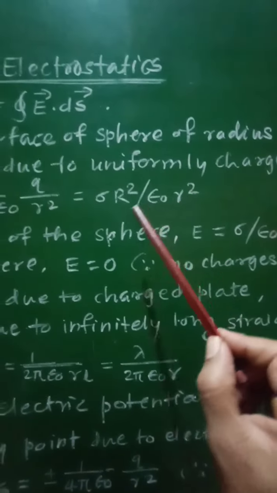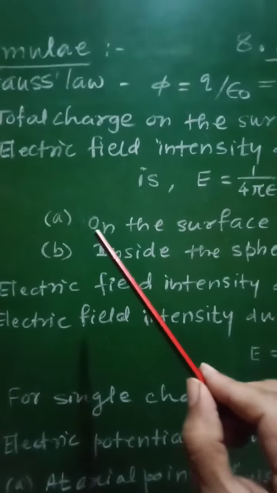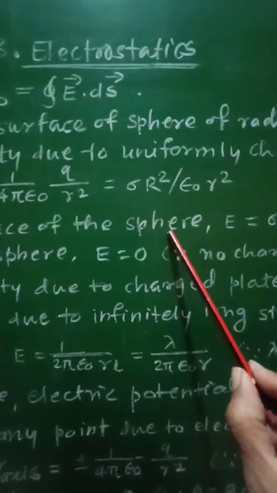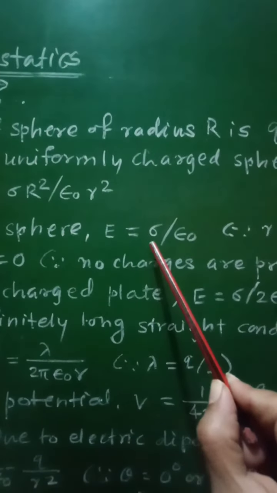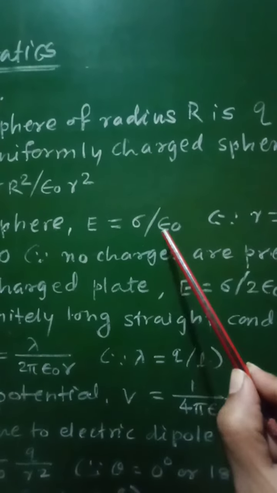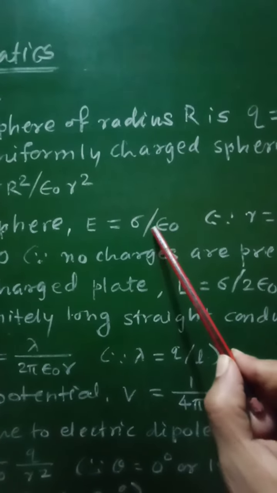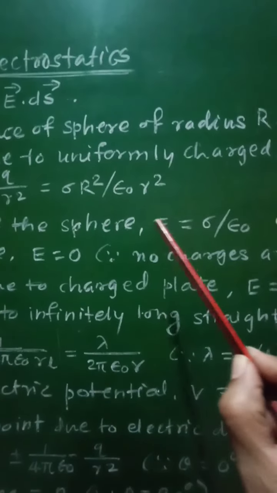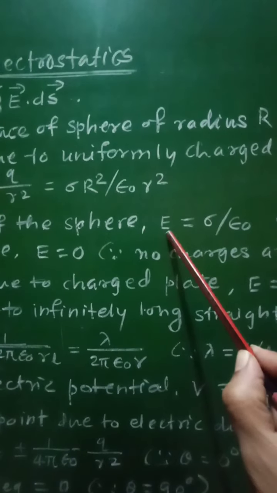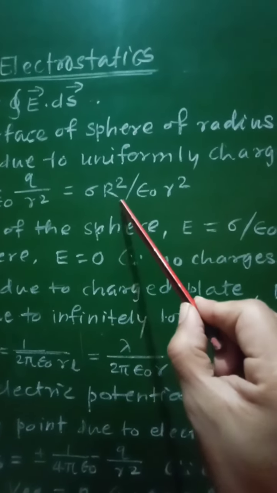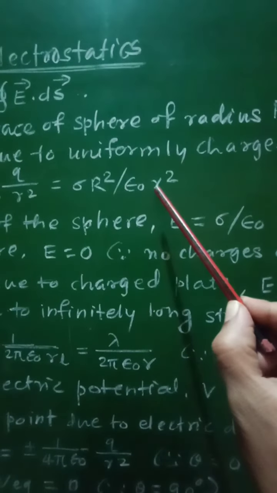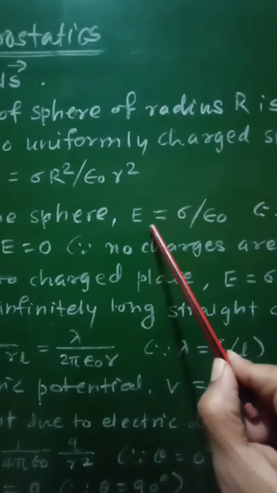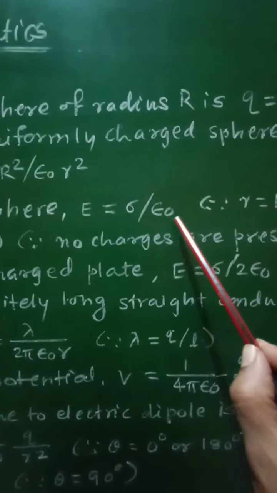Now let us see two different cases regarding this formula. On the surface of the sphere, the electric intensity E will be given as sigma upon epsilon 0, because r is equal to r. As we are finding the electric field intensity on the surface of that sphere, the radius of the sphere will be equal to distance of that point from the surface of the sphere, that is r will be equal to r, and therefore E will be equal to sigma upon epsilon 0.